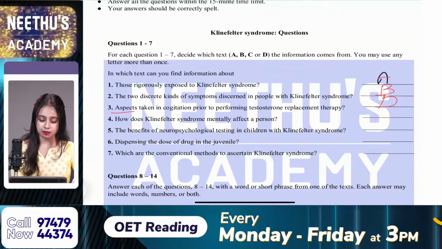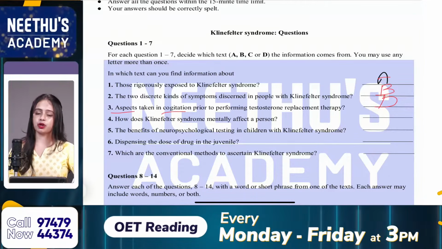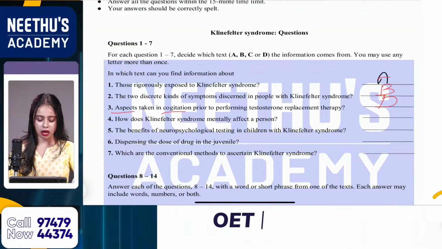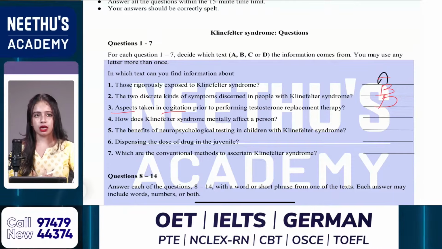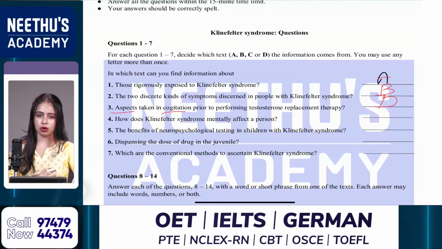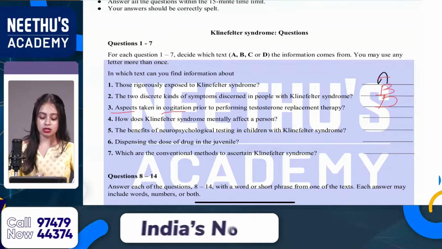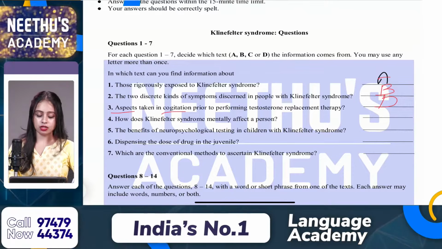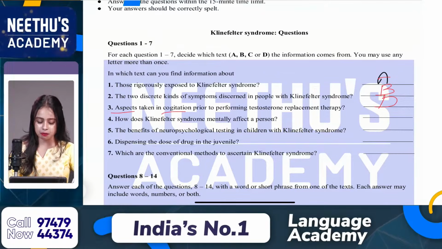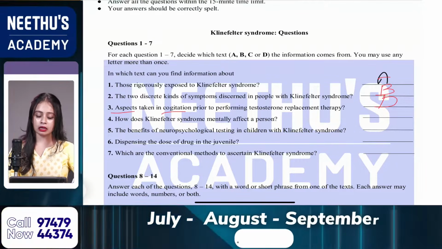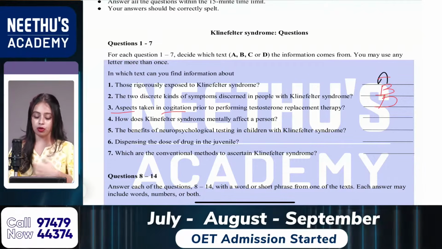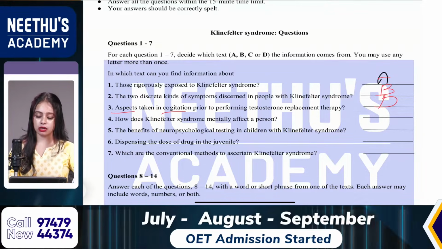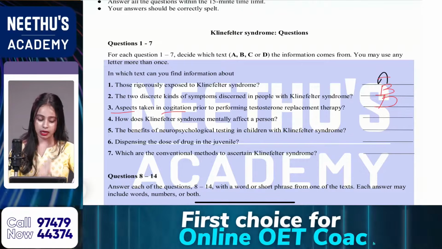And what is the next thing? Cogitation. What do you mean by cogitation? Cogitation means different considerations. So what is the correct answer here? What are the aspects or factors taken in consideration prior, which means before, performing testosterone replacement therapy? So that is from text D.